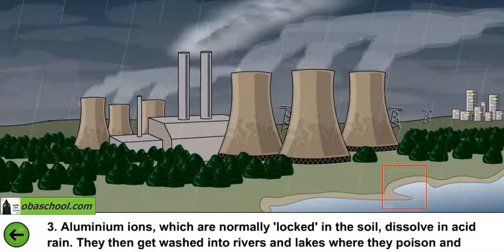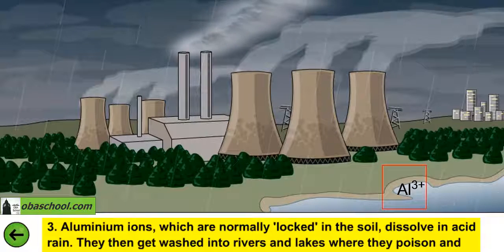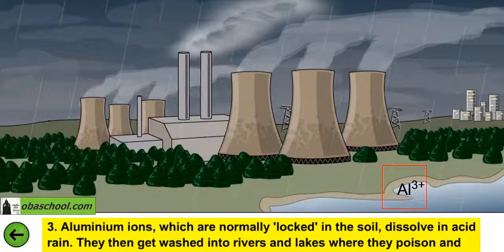Aluminum ions, which are normally locked in the soil, dissolve in acid rain, and then they get washed into rivers and lakes where they poison and kill fish.